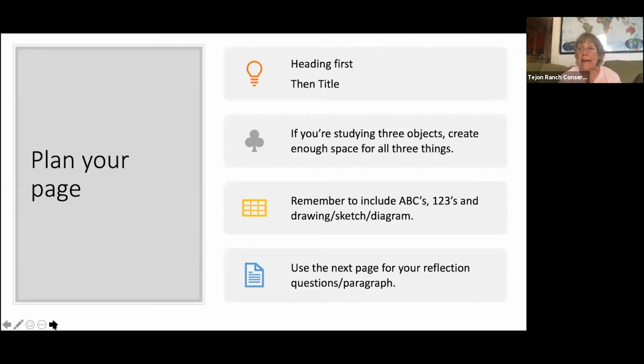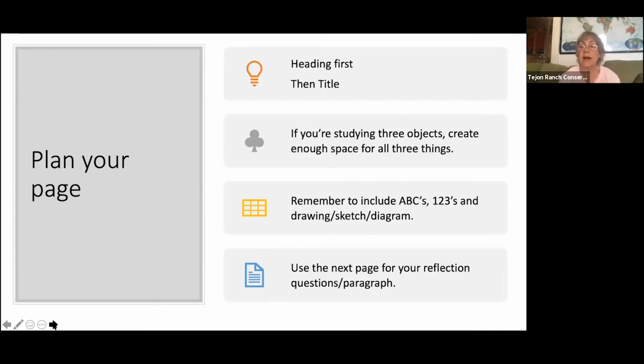Okay, planning your page. Now it's not random. Now you're really planning this out. You have several things that you're studying in one journal entry. And so always start with your heading and then the title. In this case, you might want to write field journal or field guide patterns. And if you're studying 3 objects, create enough space for all 3.